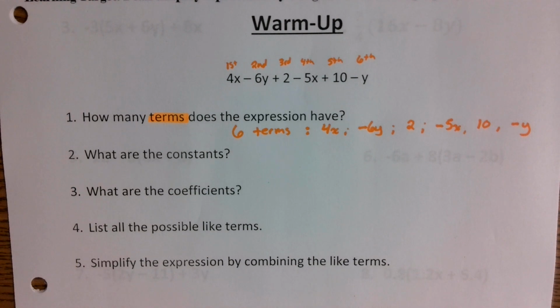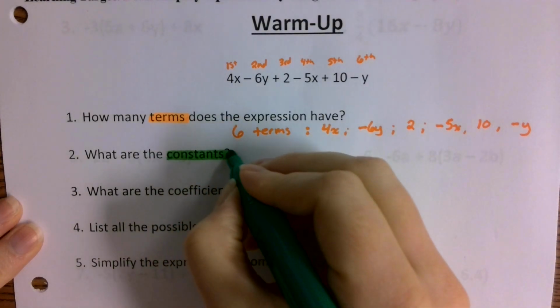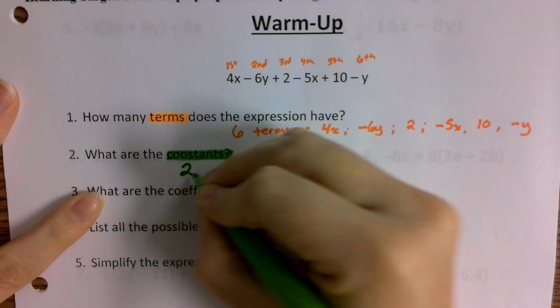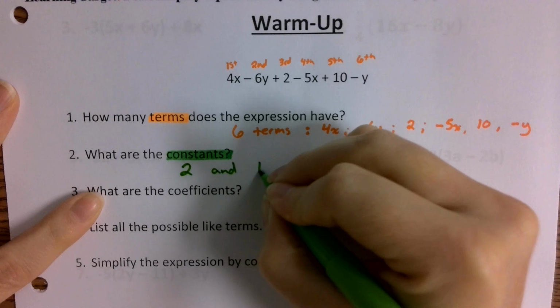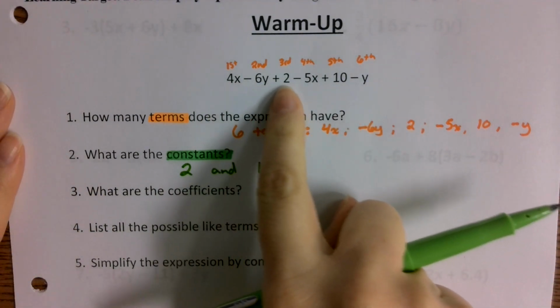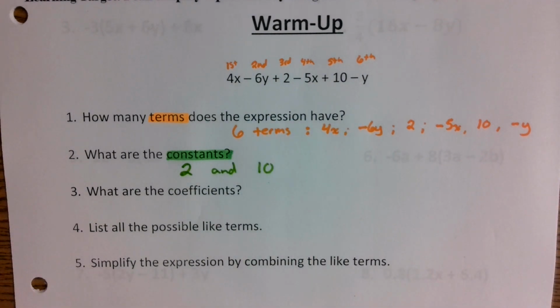Okay, my constants. Remember, those are values that are considered to be just numbers, right? No variables attached. So who can tell me what my constants are? Diana? The 2 and the 10. A positive 2 and a positive 10. Those are the only ones that don't have a variable attached to them. So those are my constants.